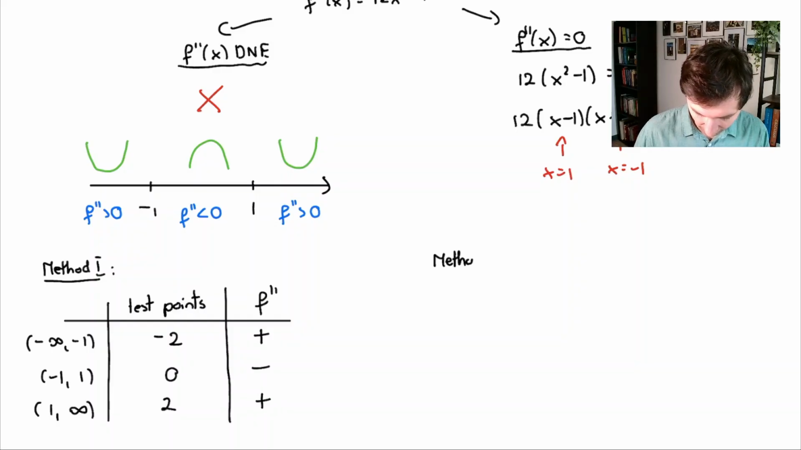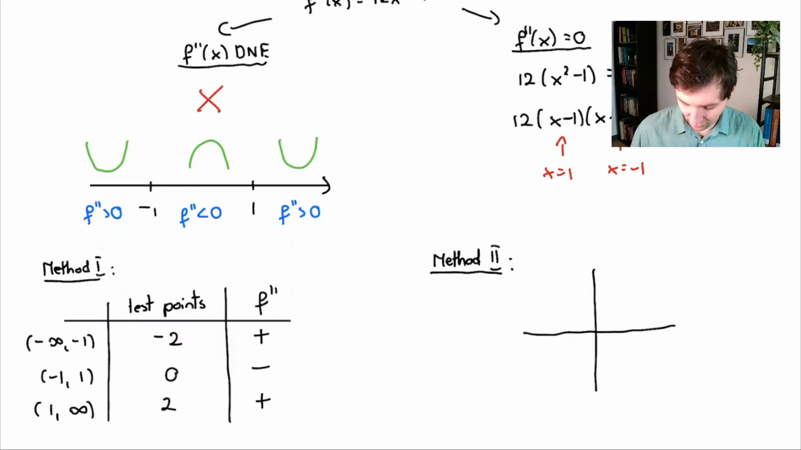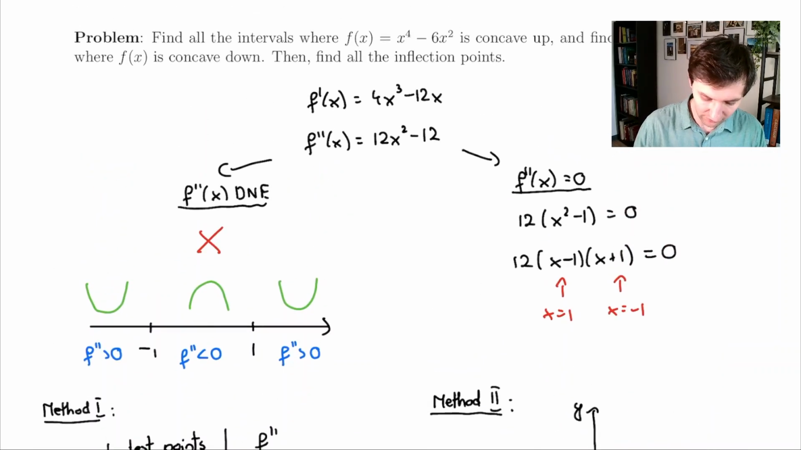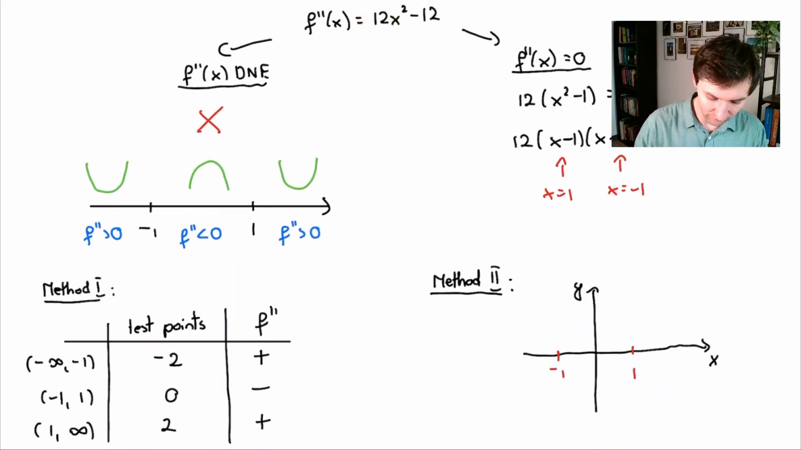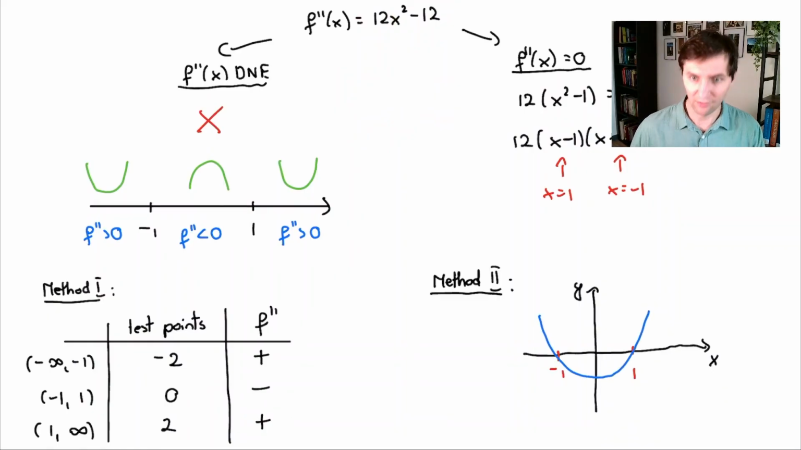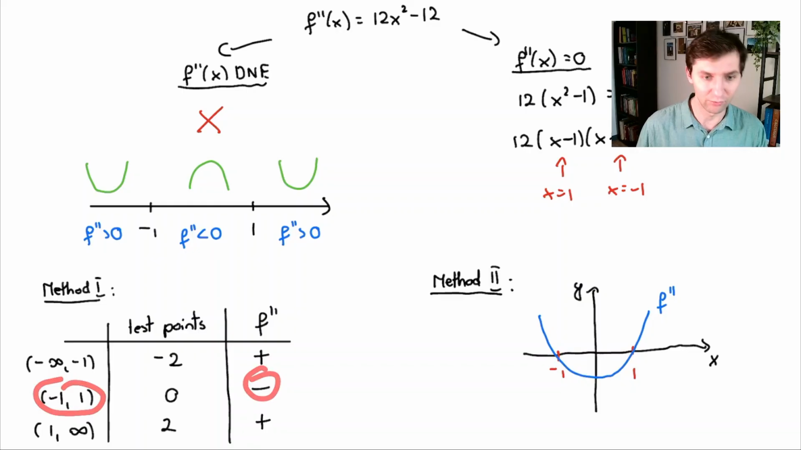Method 2 is similar, but it's asking you to draw the second derivative instead. You start by drawing x and y axes. You know that the 0 places of the second derivative are negative 1 and 1. And you also know that the second derivative will be a parabola opening up because the number in front of x squared is a positive coefficient. This means that the second derivative looks like the following. Note that this graph is positive between negative infinity to negative 1 and 1 to infinity, which is exactly what we said in the table. And this graph is negative, it is below the x-axis between negative 1 and 1, which is exactly what we got from the table as well.